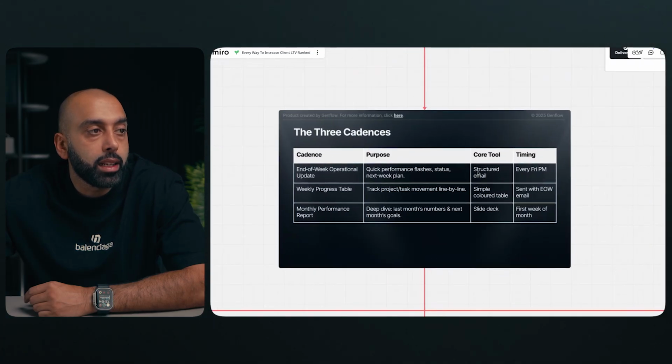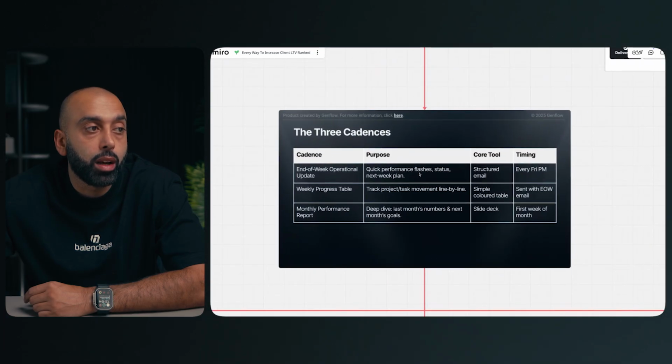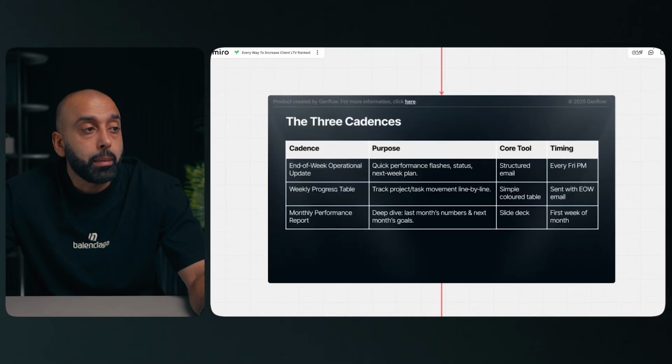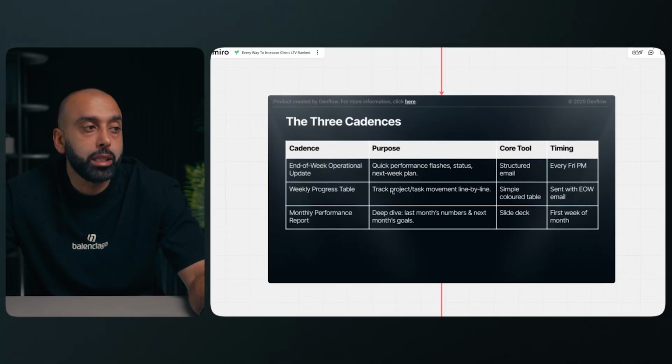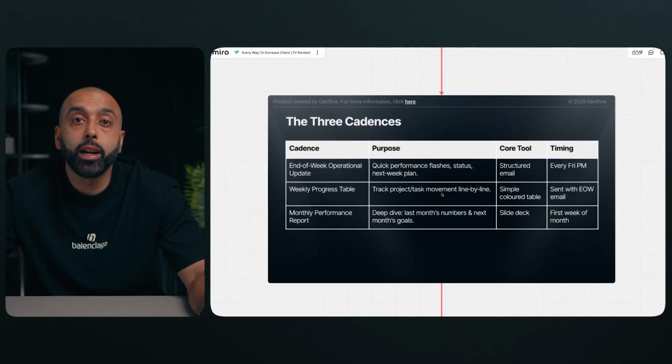At the end of the week, we send an end of week update, which is normally a performance flash and status of next week, a structured email every Friday PM. So every client gets an email every single week telling them exactly what happened in the week, good and bad, and what's still expected of them. It's a nice templated format. We want to send them a simple color progress table in the end of week email, which basically tells them, by project, where we are exactly.